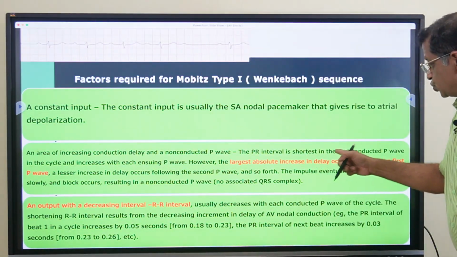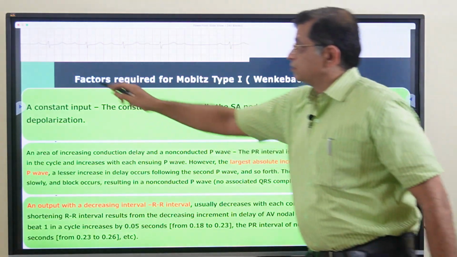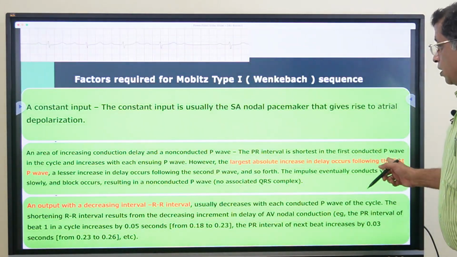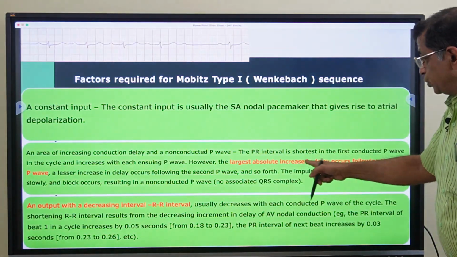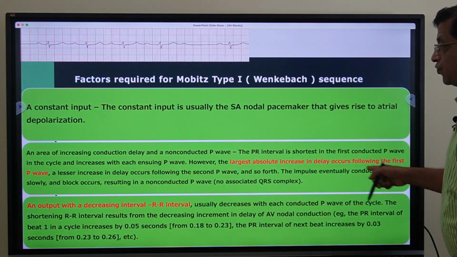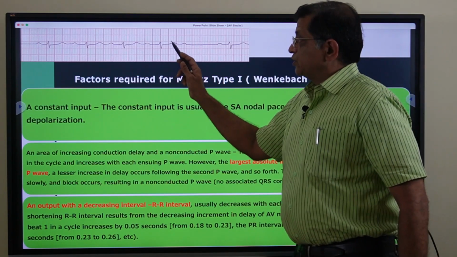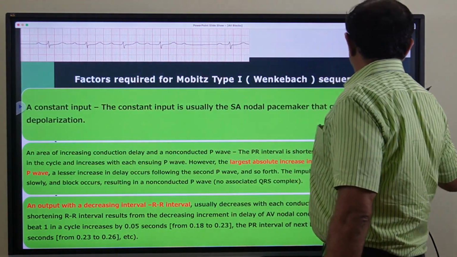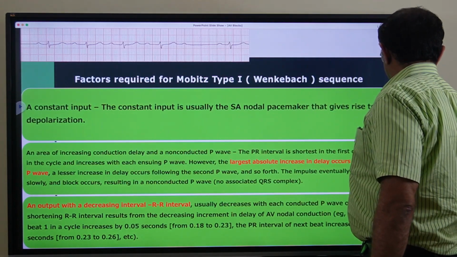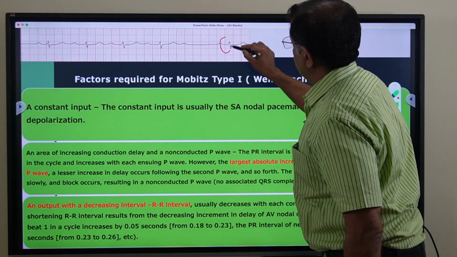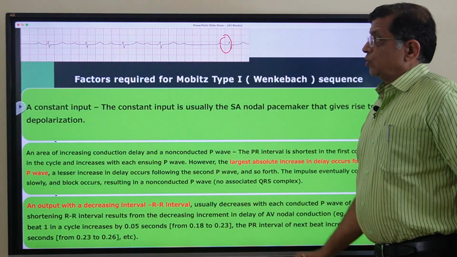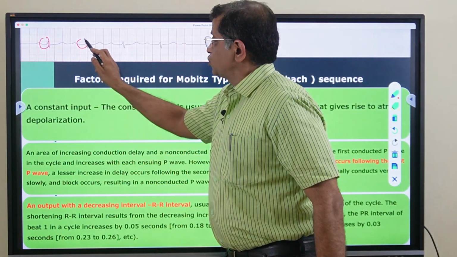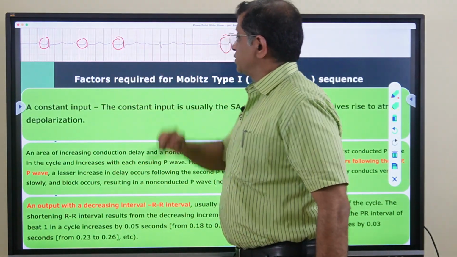The PR interval is shortest in the first conducted P wave. This PR interval is the shortest. However, the largest absolute increase in the delay is following the first P wave. So the largest delay after this non-conducted P wave occurs in the first P wave only, right? So there is the largest delay here, then there is an incremental small amount of delay which goes on increasing.